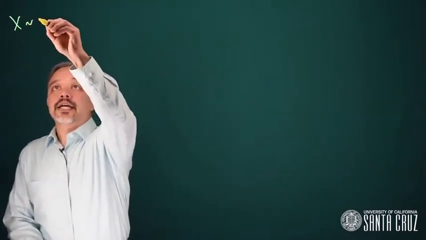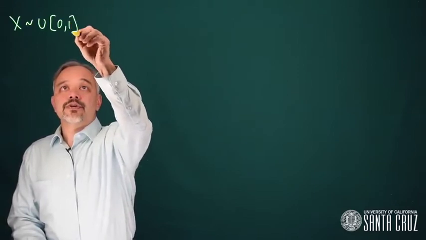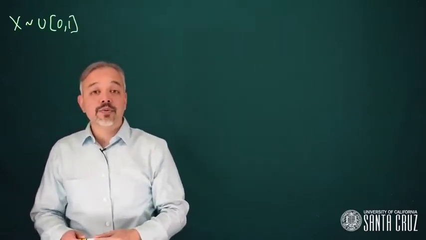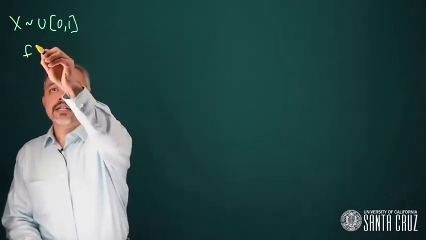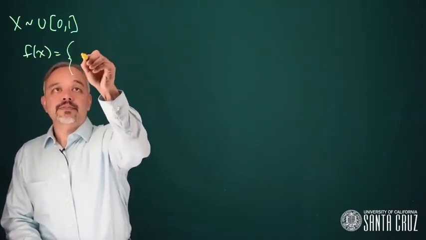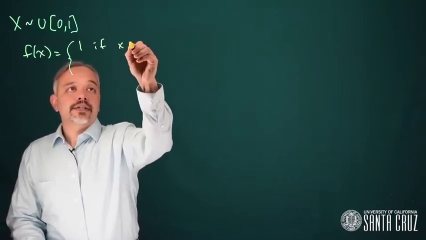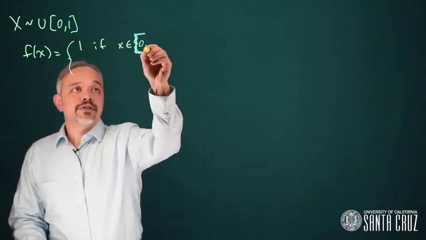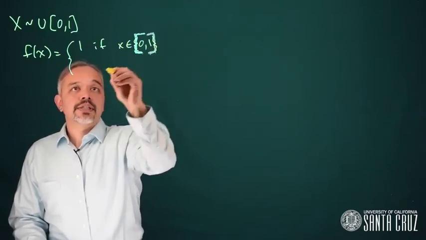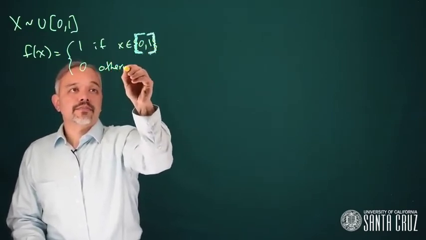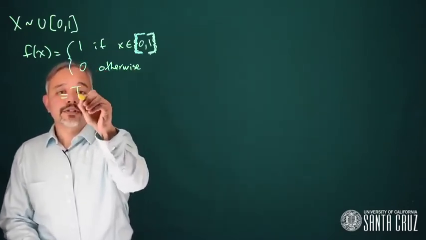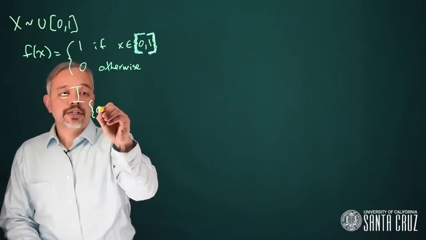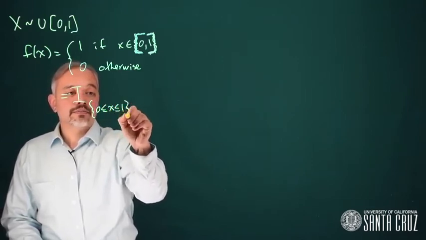As a specific example, let's consider a uniform distribution. X is uniformly distributed between 0 and 1, so it can take any value between 0 and 1, and they're all equally likely. In this case, we can write the density, f of x, as being 1 if x is in the interval 0, 1, and 0 otherwise. We could also represent this as an indicator function, and it's just the indicator function that x is between 0 and 1.